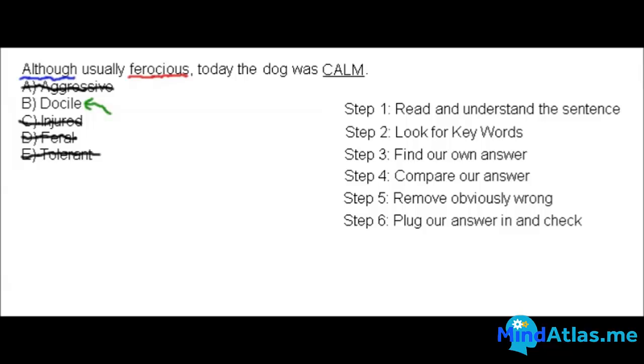As you can see, by following the 6 steps, we can easily solve sentence completion questions. By practicing lots of questions and following the steps each time, we can find the correct answers quickly and easily.